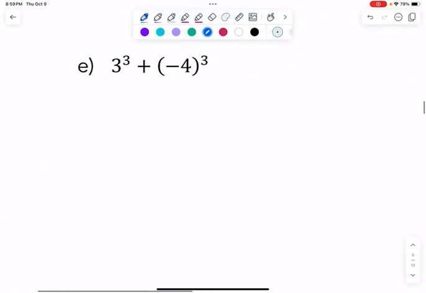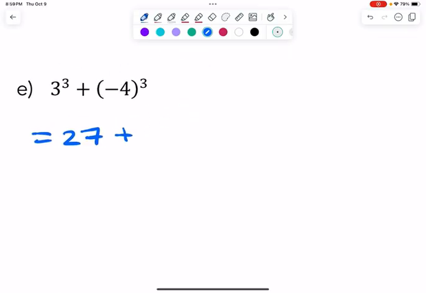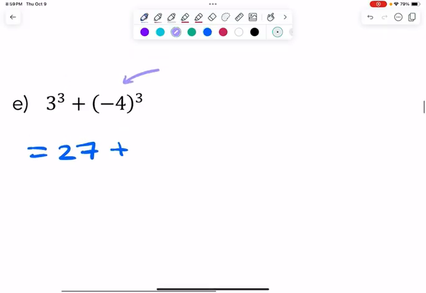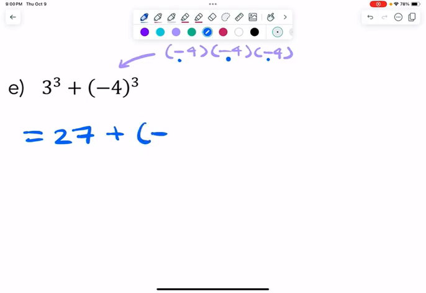And last up, 3 cubed is 27, plus 4 cubed, negative 4 cubed. And this is negative 4 times negative 4 times negative 4. Negative times negative times negative is going to be something negative overall. And then 4 times 4 times 4. Well, 4 times 4 is 16. And then 16 times 4 is 64.